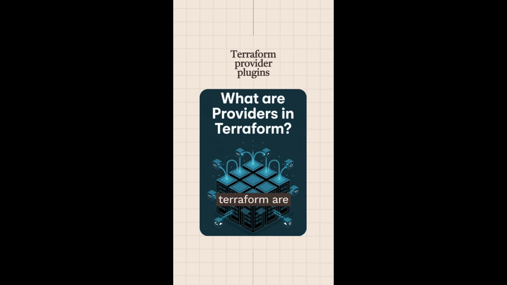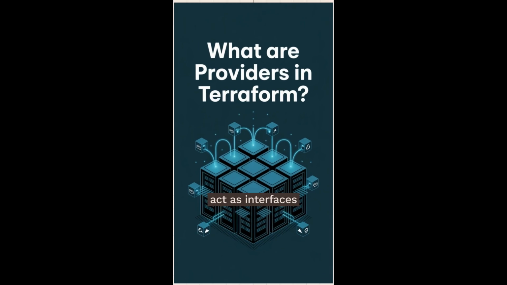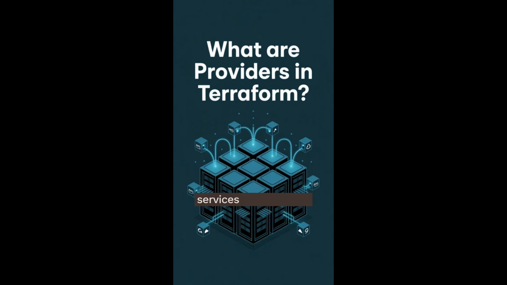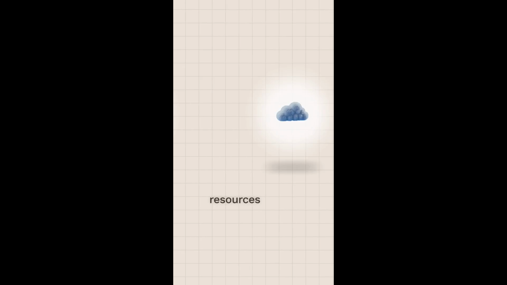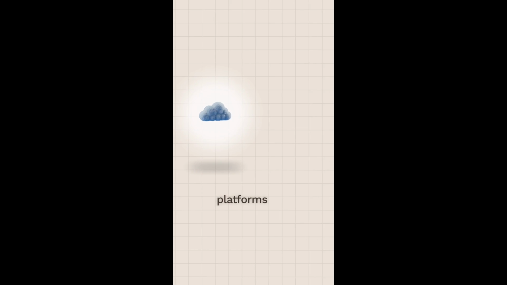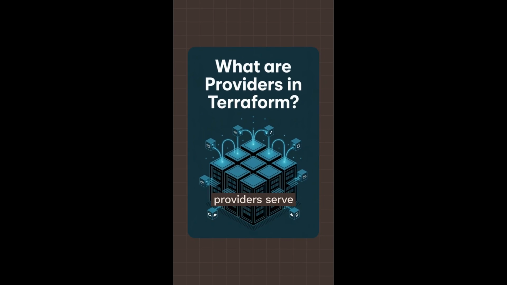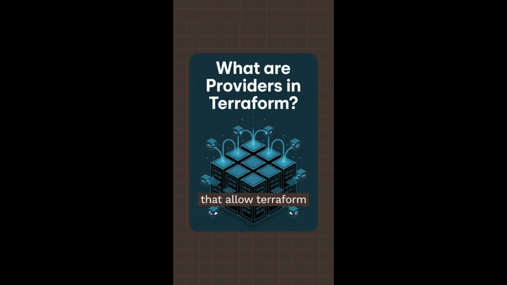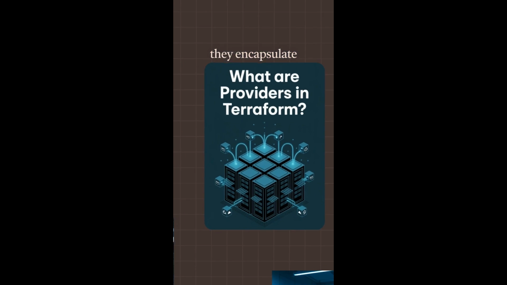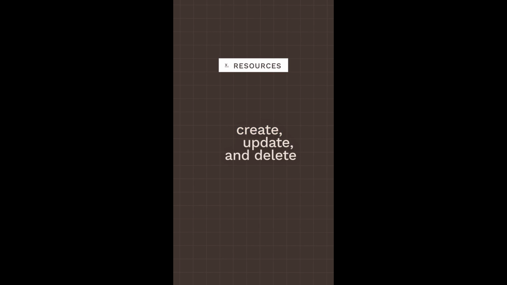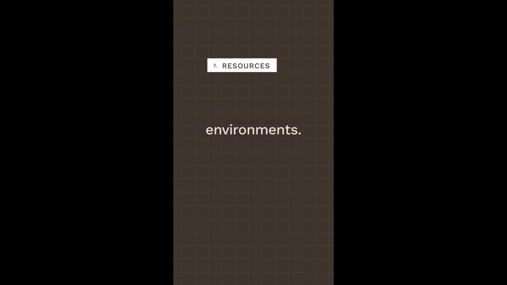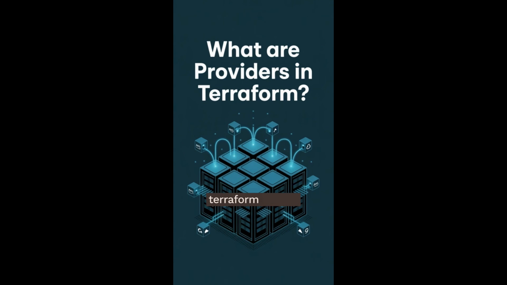Providers in Terraform are plugins that act as interfaces between Terraform and external services or platforms, enabling Terraform to manage infrastructure resources across different cloud platforms and services. Providers serve as translators that allow Terraform to communicate with various APIs and platforms. They encapsulate all the logic needed to authenticate, create, update, and delete resources in specific target environments. Without providers, Terraform cannot manage any infrastructure resources.